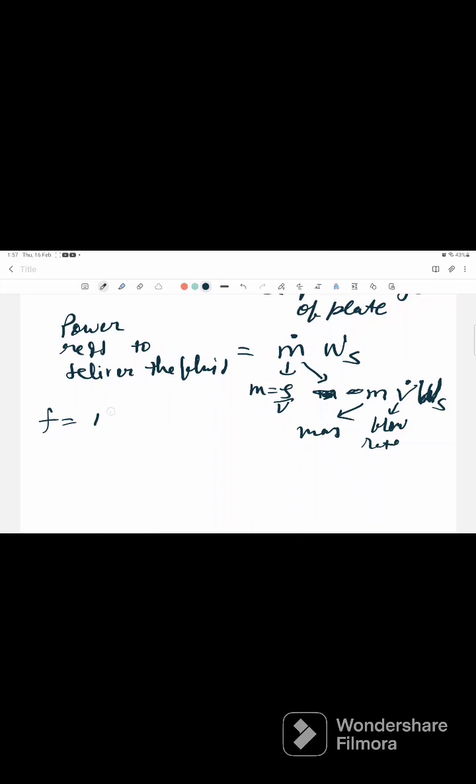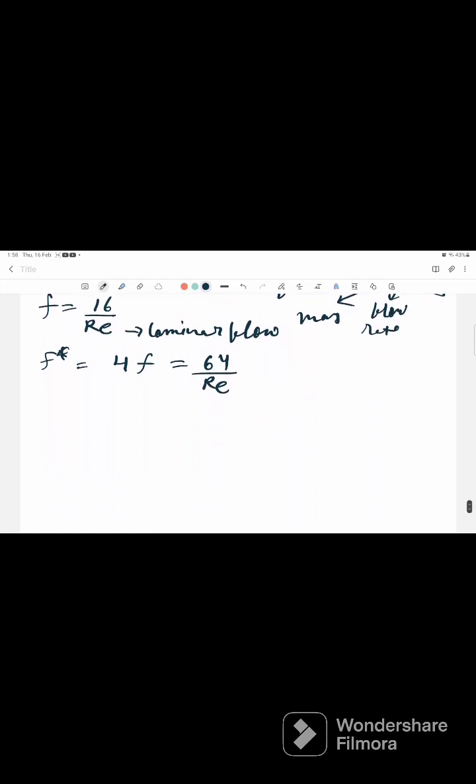Friction factor for laminar flow is 16 by Re. For laminar flow, F star is 4 times F, so 64 by Re.